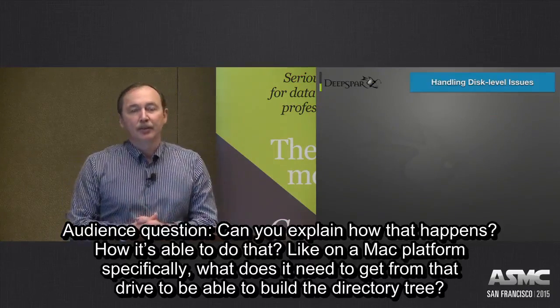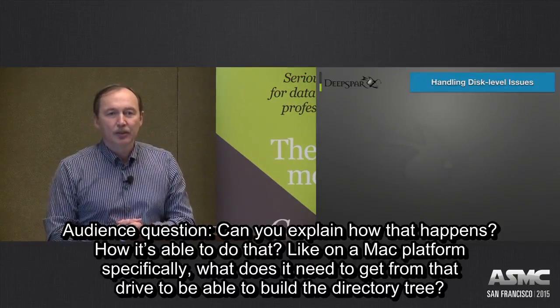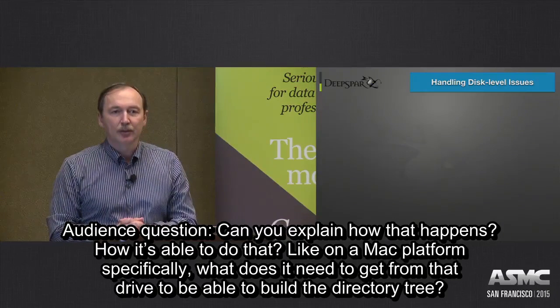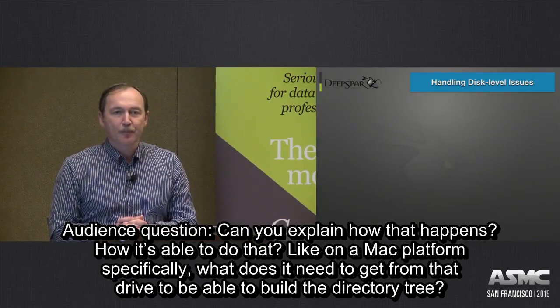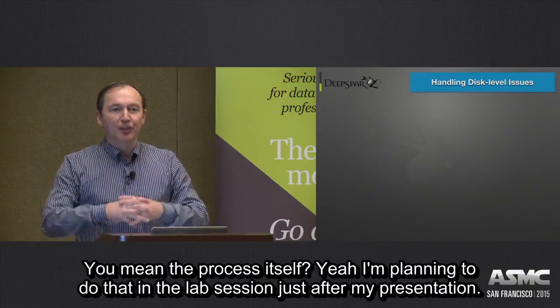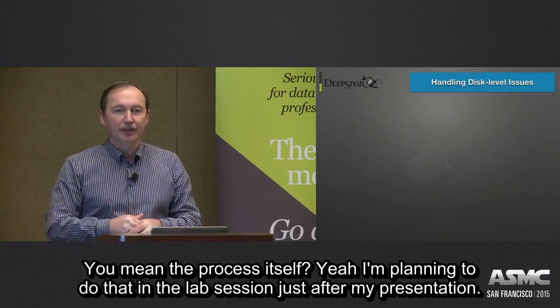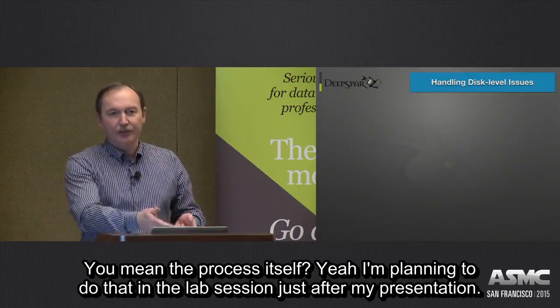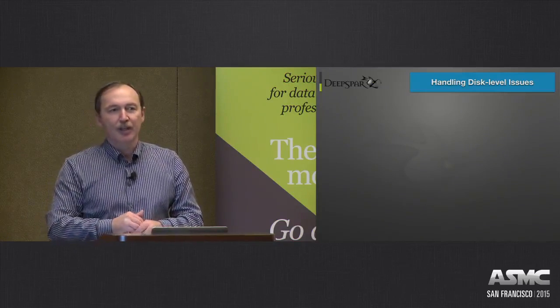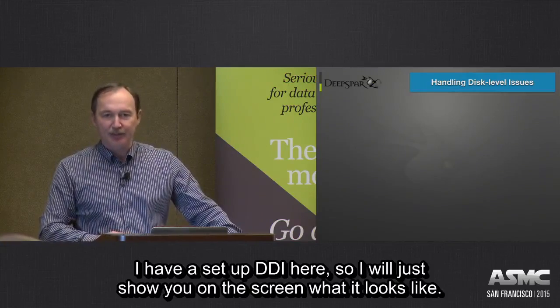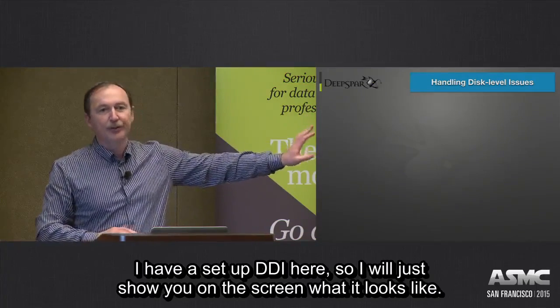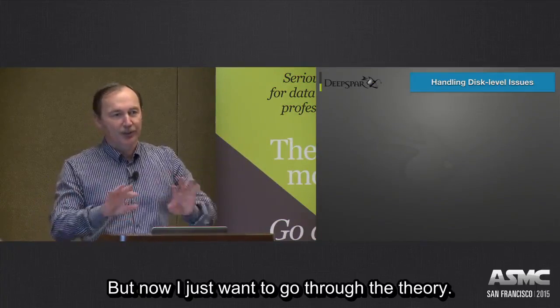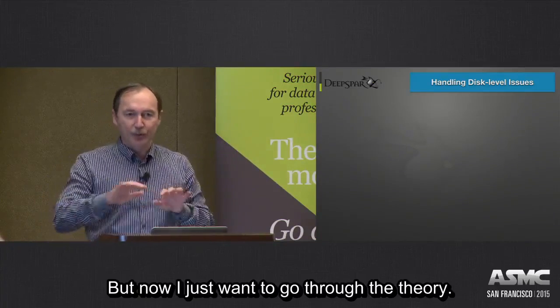Okay, yeah? Sir, can you explain how that happens, how it's able to do that? I mean, on a Mac platform specifically, what does it need to get from the drive in order to build that directory tree so you can selectively recover files? You mean the process itself, how it's done? Or do you have a booth tonight? Yeah, well, I'm planning to do that in the lab session, just after my presentation. Okay, because I have DDI set up here, so I'll just show you on the screen how it looks. I'll show you briefly, but now I just want to go through the theory.